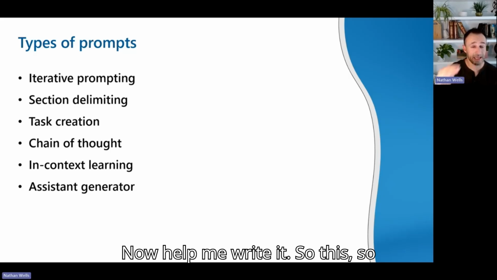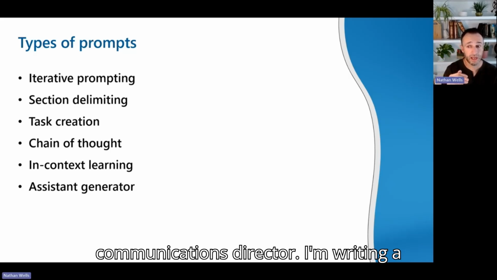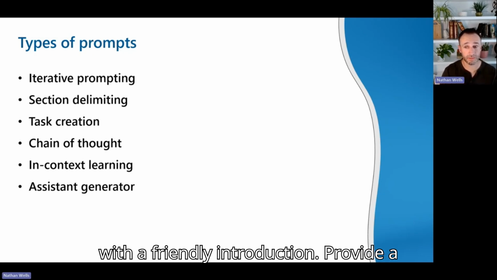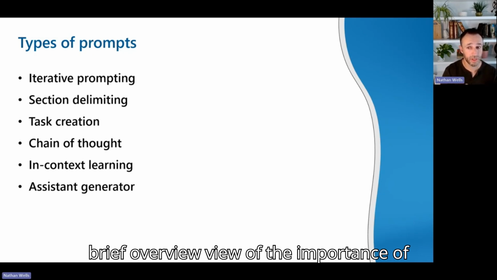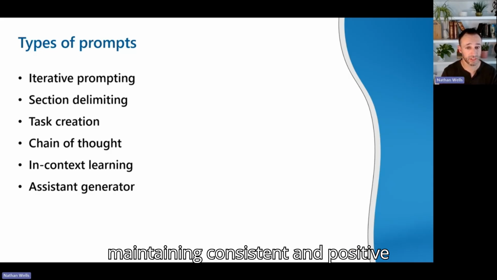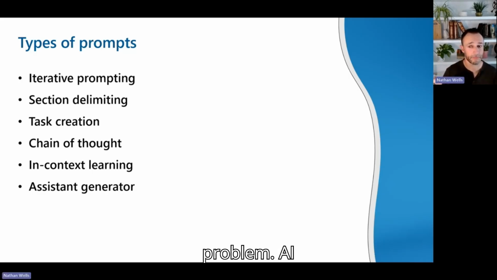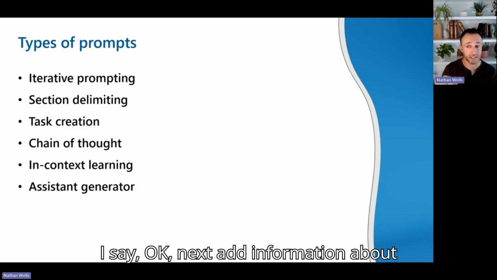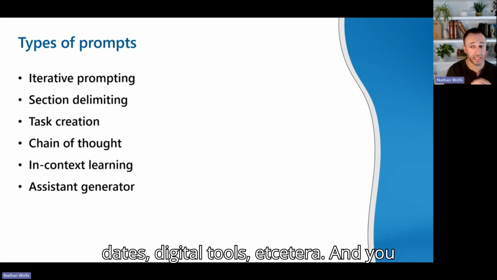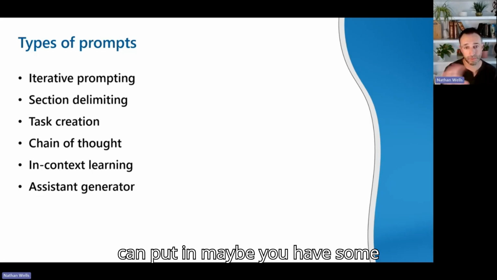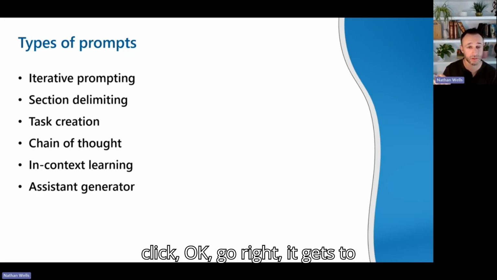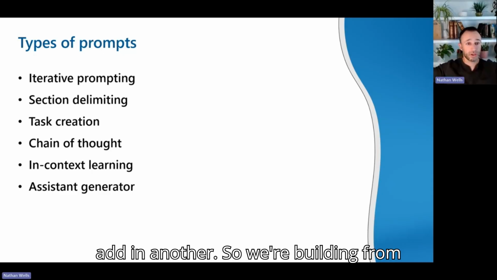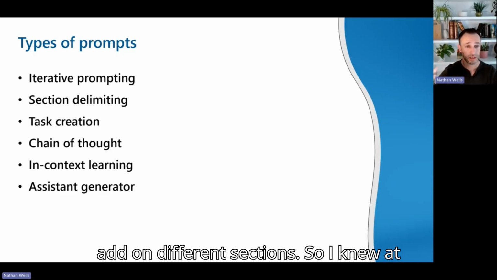So my prompt so far is, I am a communications director. I'm writing a section of a newsletter on effective communication. Help me write it. Begin with a friendly introduction to provide a brief overview of the importance of communication. Mention the benefits of maintaining consistent and positive interactions in communication. That's my prompt. AI gives me the draft of that, and I say, okay, next, add information about strategies for communication, including dates, digital tools, etc. And you can put in, maybe you have some other specifics you add in there. Enter, okay, go, right? It gives you its next response to that. Then you add in another. So we're building on that first one, and we're continuing to add on different sections.